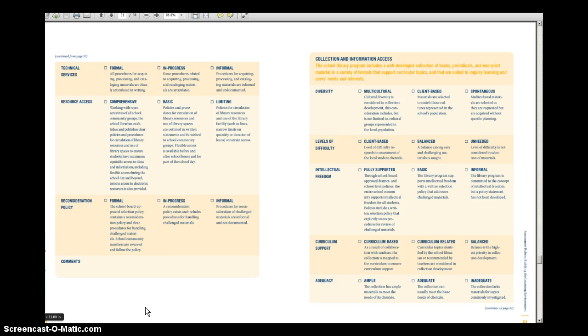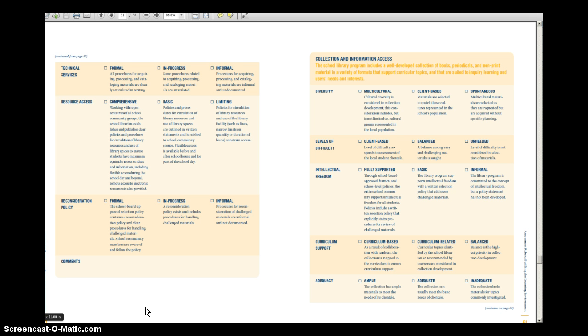circulation of resources, for the use of library spaces, so that your students have maximum equitable access to ideas and information, including flexible access beyond the school day and beyond, with remote access to electronic resources also provided.